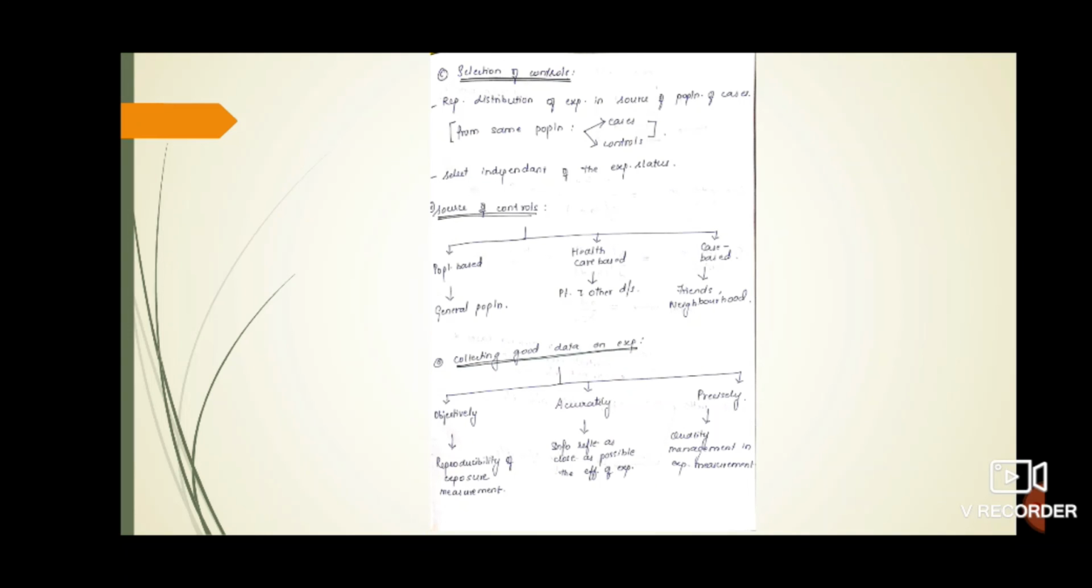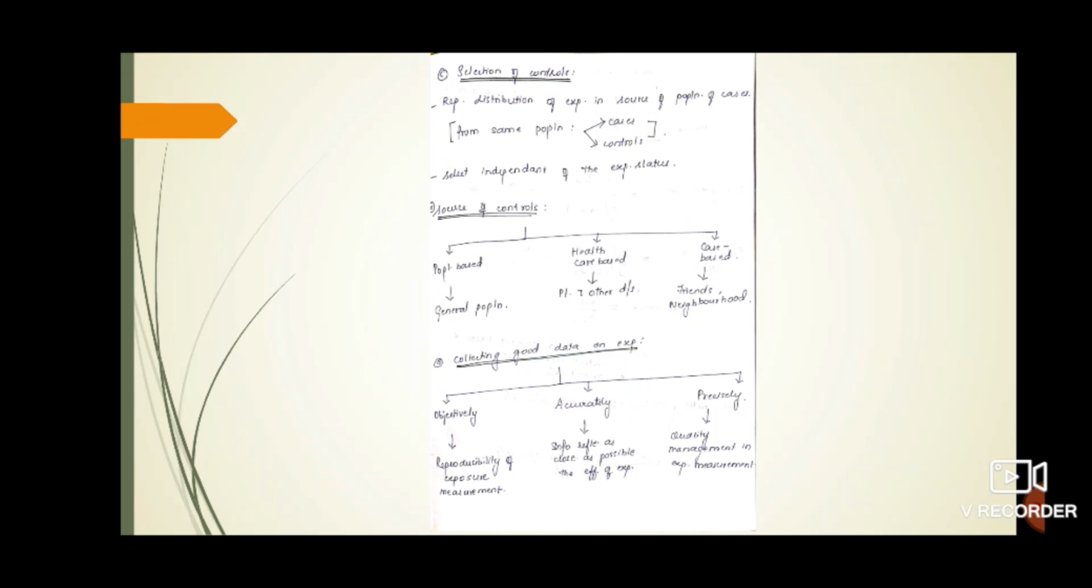And regarding selection of controls, the controls must be true representatives of the exposure in the source population of cases, that is from the same population we have to choose both the cases and controls, and the selected controls should also be independent of the exposure status. Sources of the controls can be population based, healthcare based, and case based. Population based means from the general population, healthcare based means people with other diseases, or case based means friends or neighborhood.